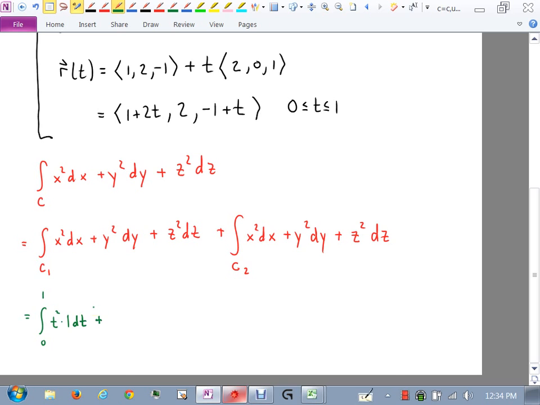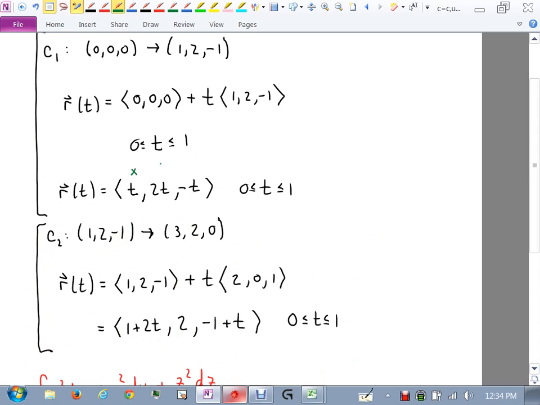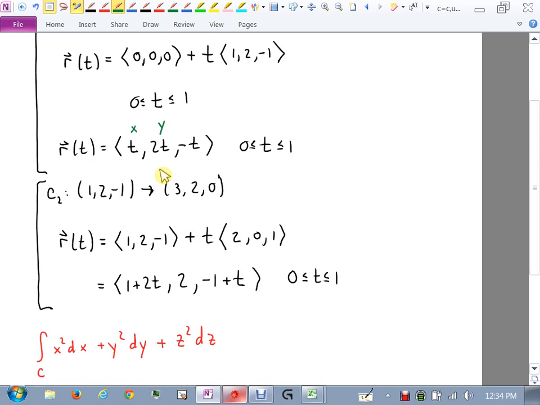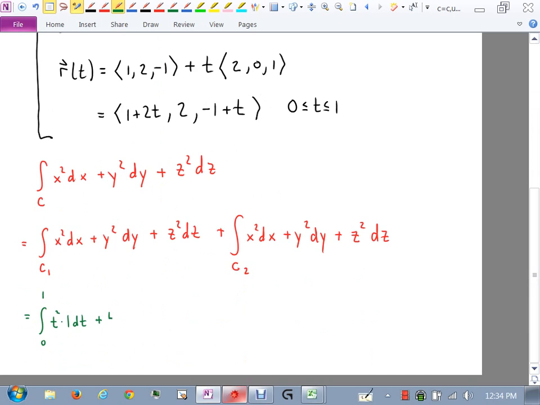Plus, how about y squared? Again, we're on C1, so go up here to y. Y is 2t, right? So y squared would be 4t squared times what's dy? 2, so 2 dt. Now I'm starting to get really bad notation because I can't have multiple dt's in here. What I need to do is just put another integral here if I'm going to do it this way, 0 to 1. And then I'll do another integral here, 0 to 1.